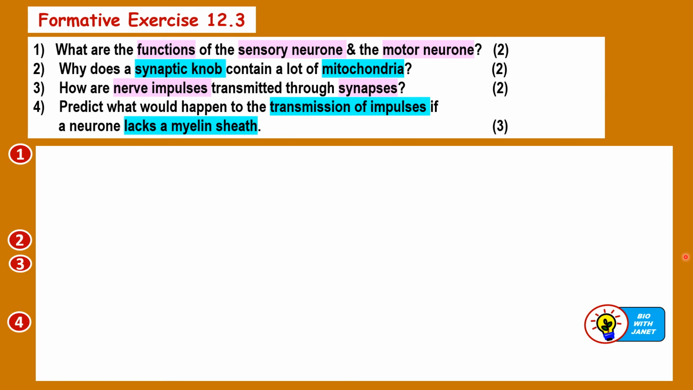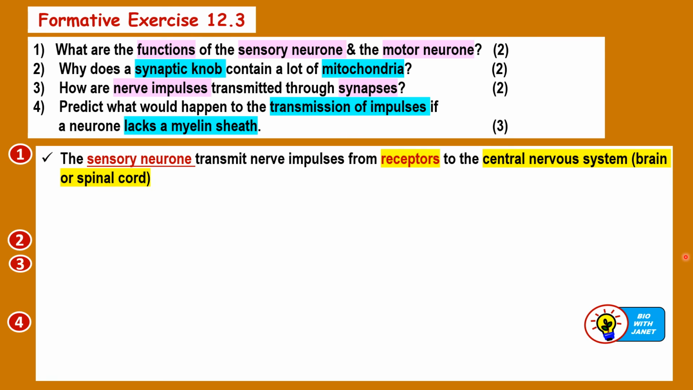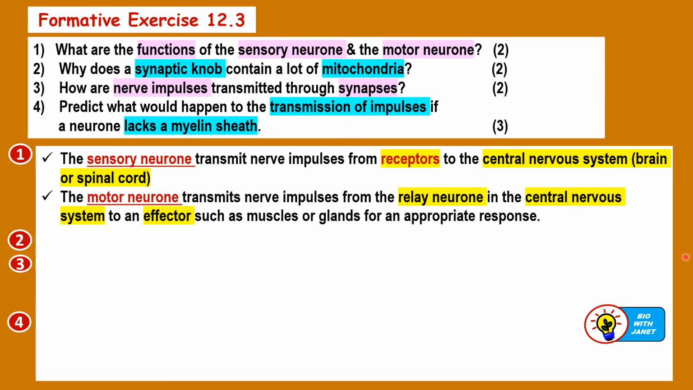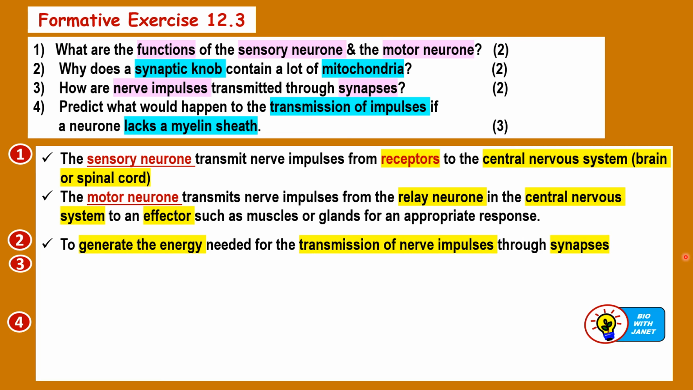All right, let's look at the answers. The first question, what are the functions of the sensory neuron and the motor neuron? So the sensory neuron transmits nerve impulses from receptors in the sensory organs to the central nervous system, such as the brain or spinal cord. Whereas the motor neuron transmits nerve impulses from the relay neuron in the central nervous system, such as in the spinal cord, to an effector, such as muscles or glands, for an appropriate response to be carried out.